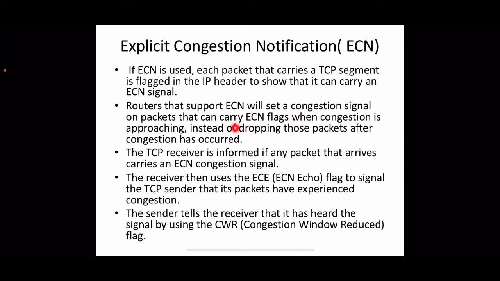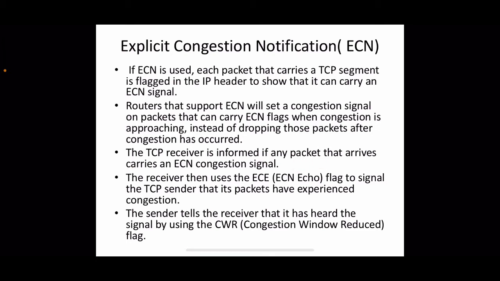Instead of dropping those packets, normally if there is no provision for explicit congestion notification, the router will simply drop the packets to solve this congestion. But here, even before the congestion is about to happen, it will just set the flags in the corresponding IP packet, and the TCP receiver is informed if any packet that arrives carries an ECN congestion signal.